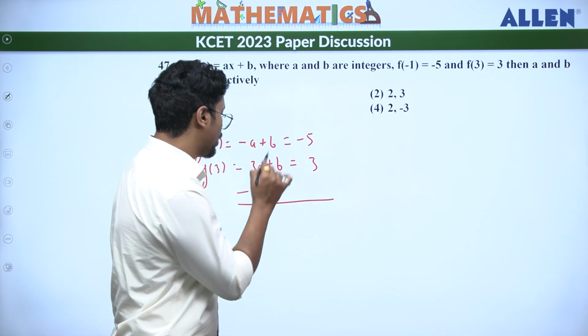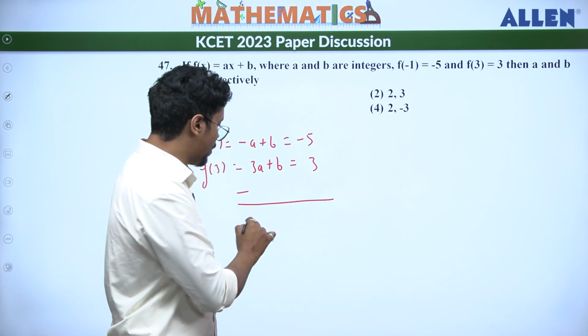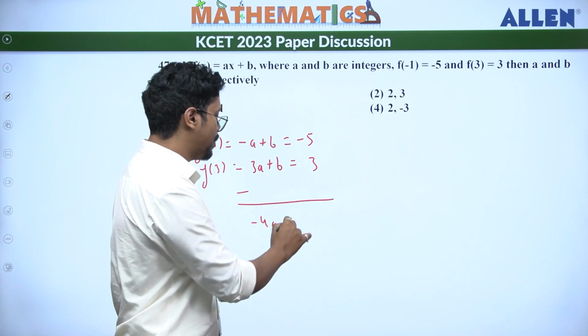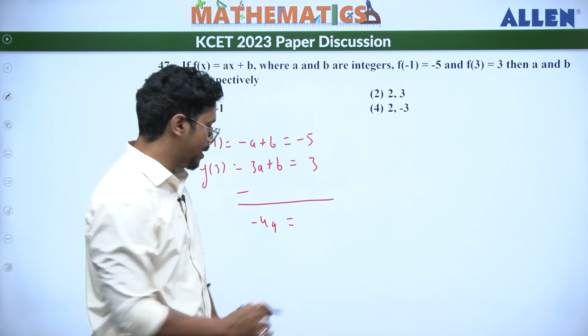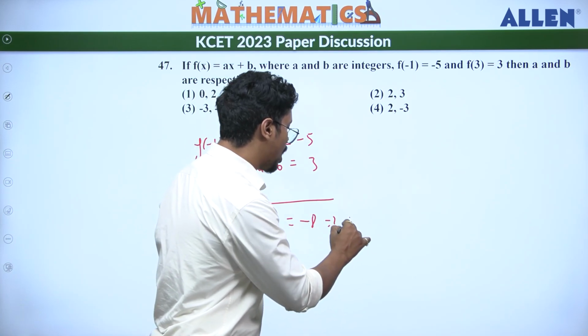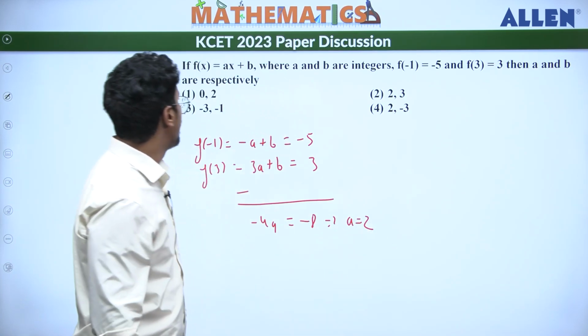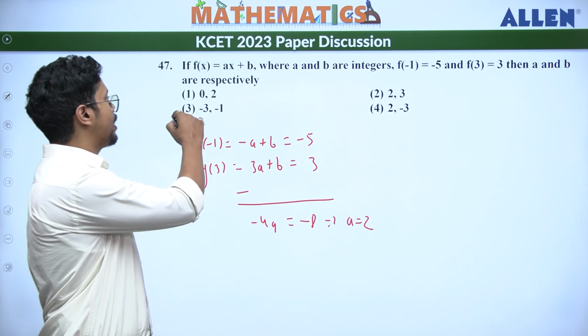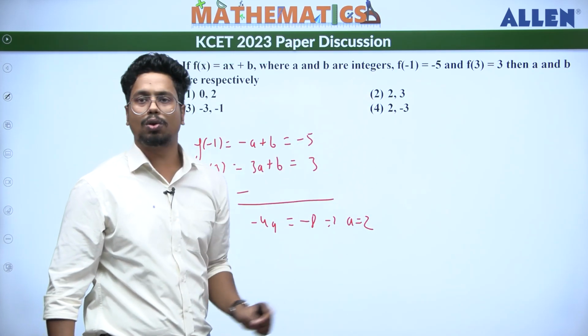If you subtract these two equations, minus a minus 3a is minus 4a, and b minus b is gone, minus 5 minus 3 will become minus 8. So what is the a value? The a value is 2. So very clearly I can see option 1 and option 3 are eliminated. Either it is option 2 or option 4.